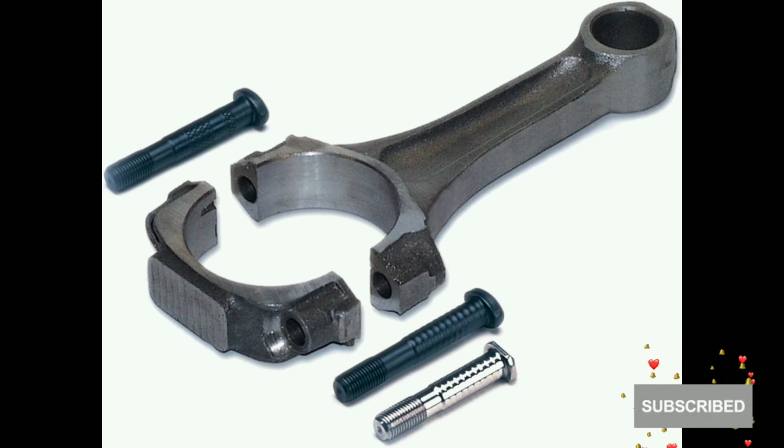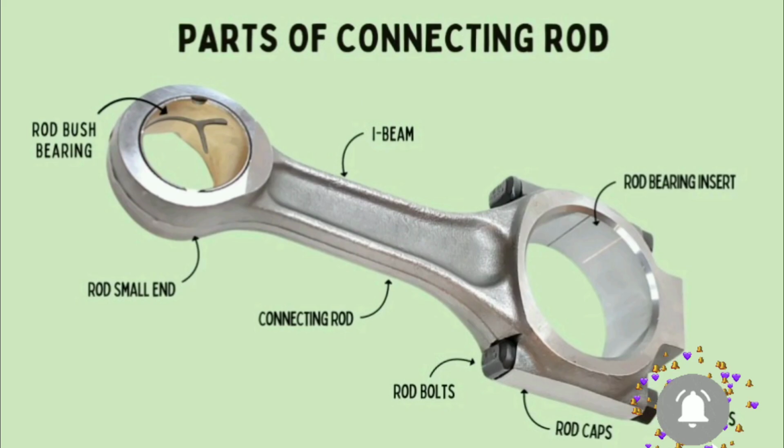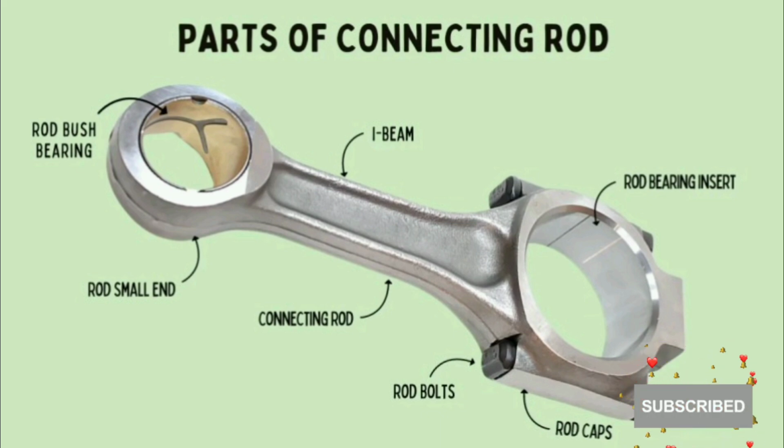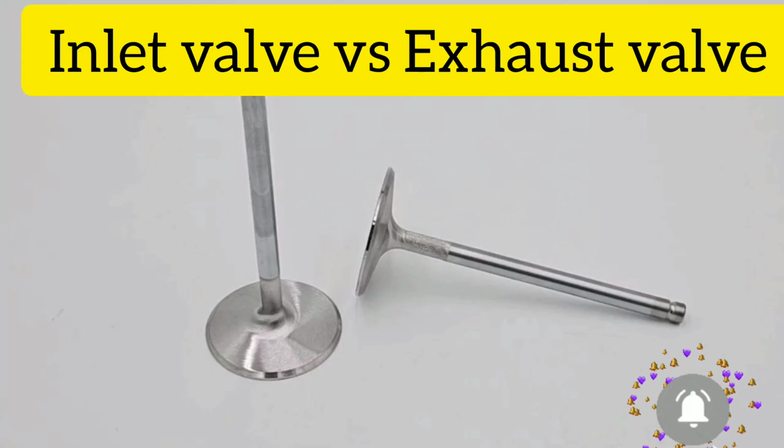As you see, these are the different components of the pistons and the connecting rod. I think that is all on the pistons and the connecting rod. Let's jump to engine valves.